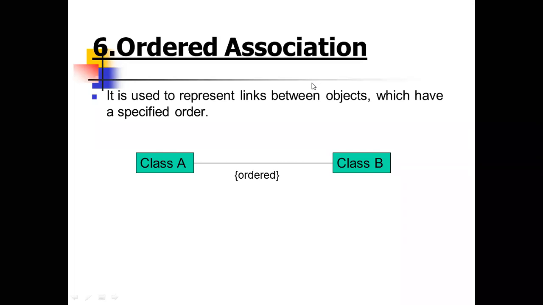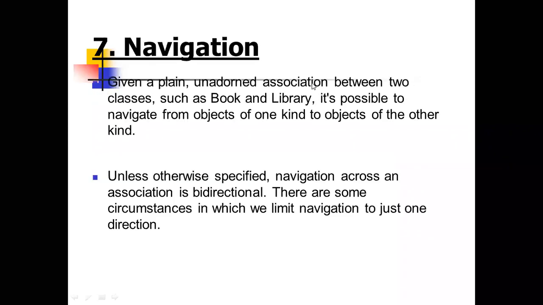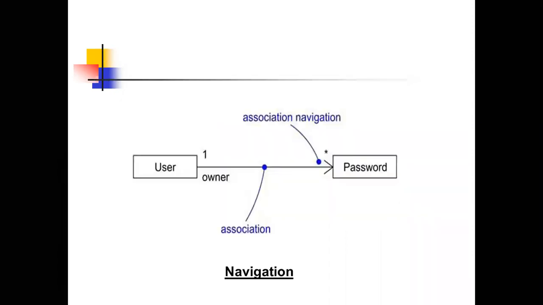Then we are remaining with the last one, that is navigation association. What is navigation here? It is used to mention the direction of association. By default, associations are bidirectional. Here you can see we have defined that association, like that. Associations are by default bidirectional. So this is the unary association, but by default associations are bidirectional.